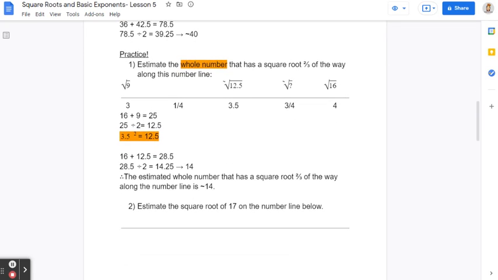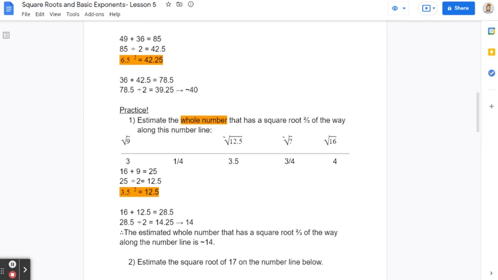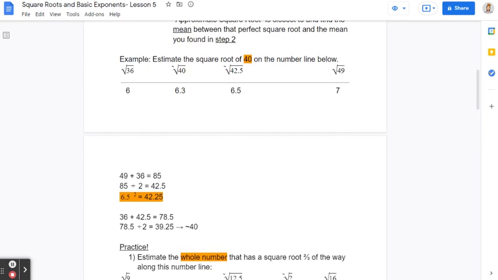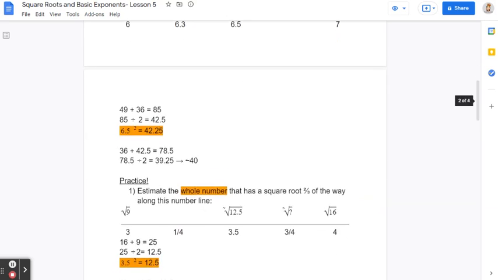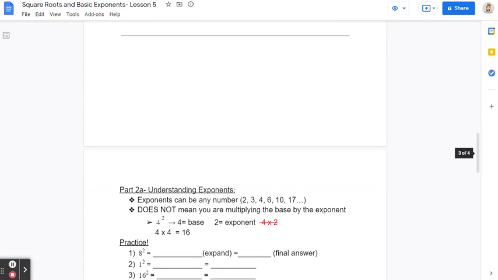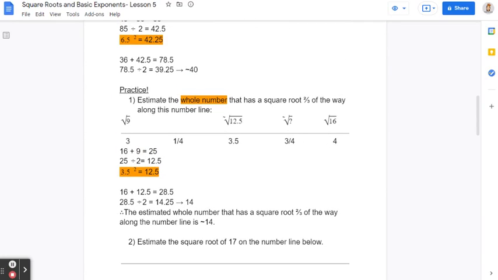So try number 2 by yourself. I will have the answer in the description box, but it's an easier question. It's not like question 1. It's more like the example we did. So if you want to stop there with square roots, then that's fine.